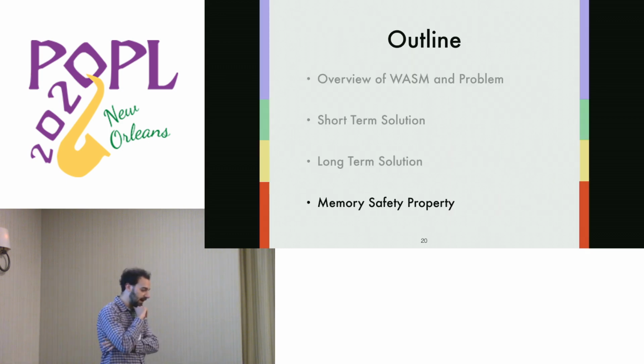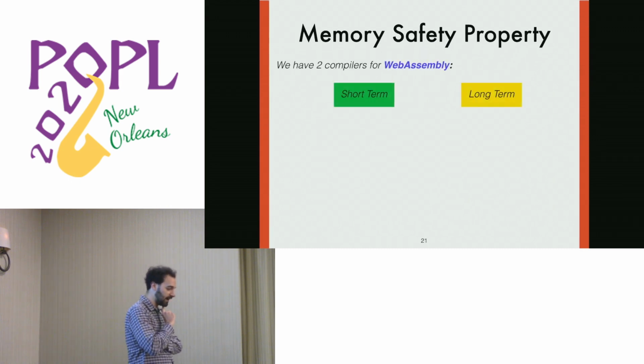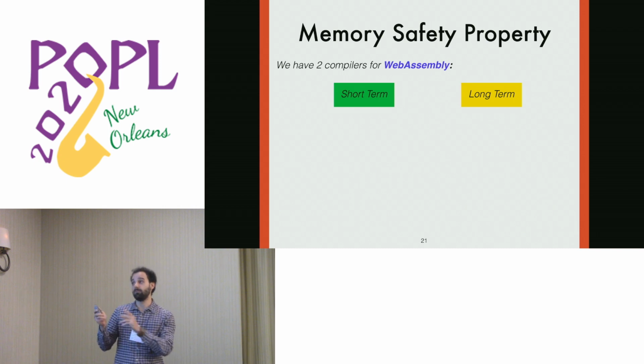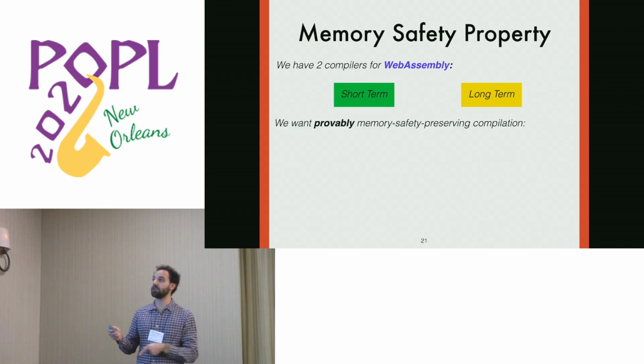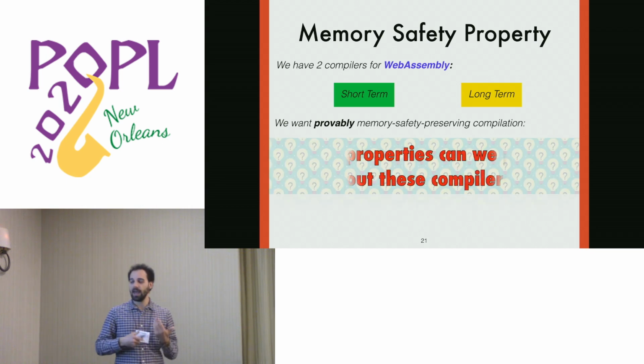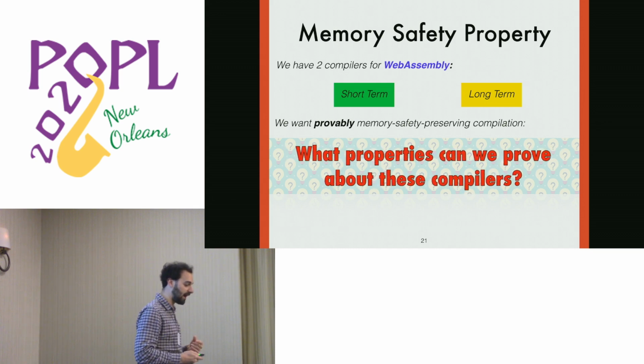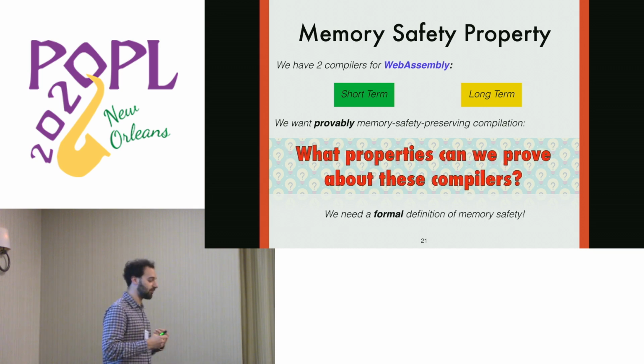Now, in the last part of the talk, I'm going to talk about the memory safety property that we want to consider for our compiler. So, actually, we have two compilers, the short term and the long term, and we want to show formally memory safety, which raises the question: what actually do we want to prove about these compilers? We need to provide a formal definition of memory safety.